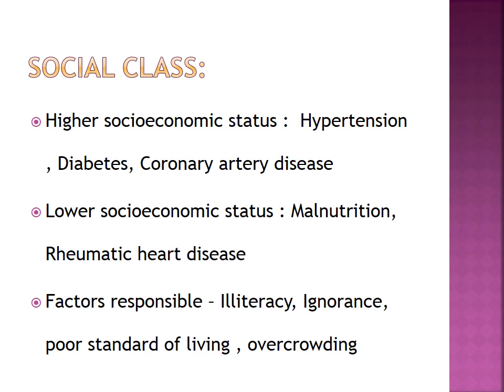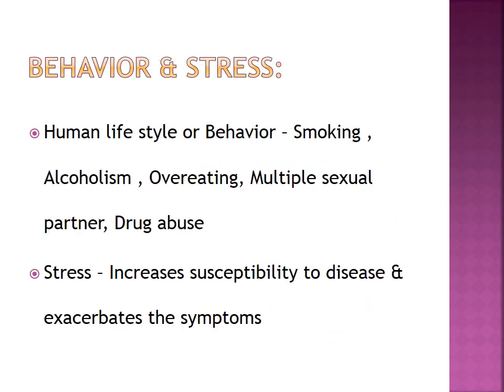Similarly, malnutrition and rheumatic heart disease are more common in lower socioeconomic status. Malnutrition can be undernutrition or overnutrition. Both are found more in the lower classes. In our country, undernutrition is more in the lower socioeconomic status, but overnutrition is more in the higher socioeconomic status. The factors responsible are illiteracy, ignorance, poor standard of living, and overcrowding, which are responsible for the occurrence of disease in a particular social class.